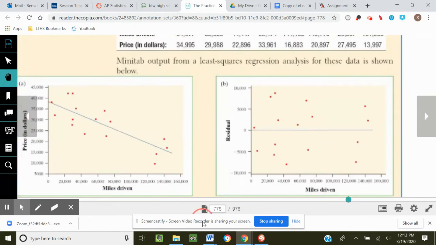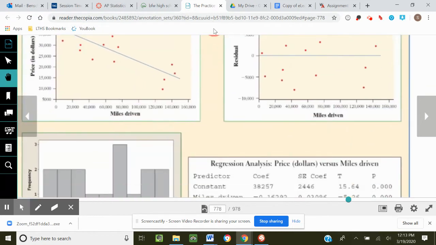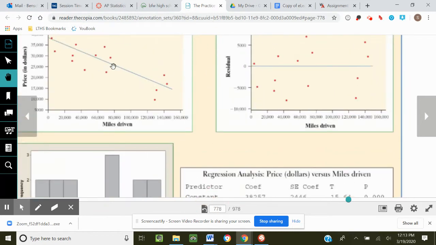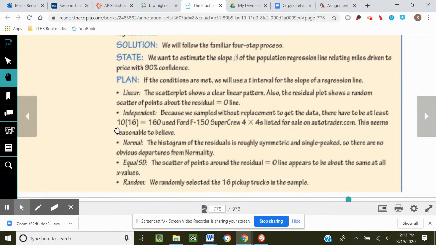The number of values, sometimes that's hard to see. If you're given the data, there's 1, 2, 3, 4, 5, 6, 7, 8, looks like 16 different dots, and you can count the dots here as well. So if we do 10 times the sample size, 16, that's 160. Is it reasonable that the population of Ford F-150 Super Cruise is greater than 160?